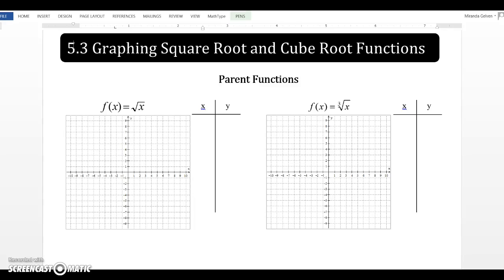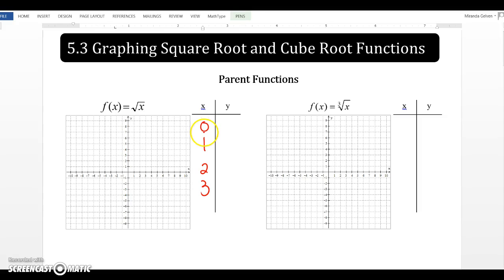Hi Algebra 2 students. Today we're going to start graphing square root functions only. So let's take a look at this graph here on the left and what the parent function of the square root of x looks like. What I want to do is pick some values for x. So I'm going to pick 0, 1, 2, and 3. Easy numbers to work with. Notice that I didn't pick any negative numbers because I can't square root a negative.